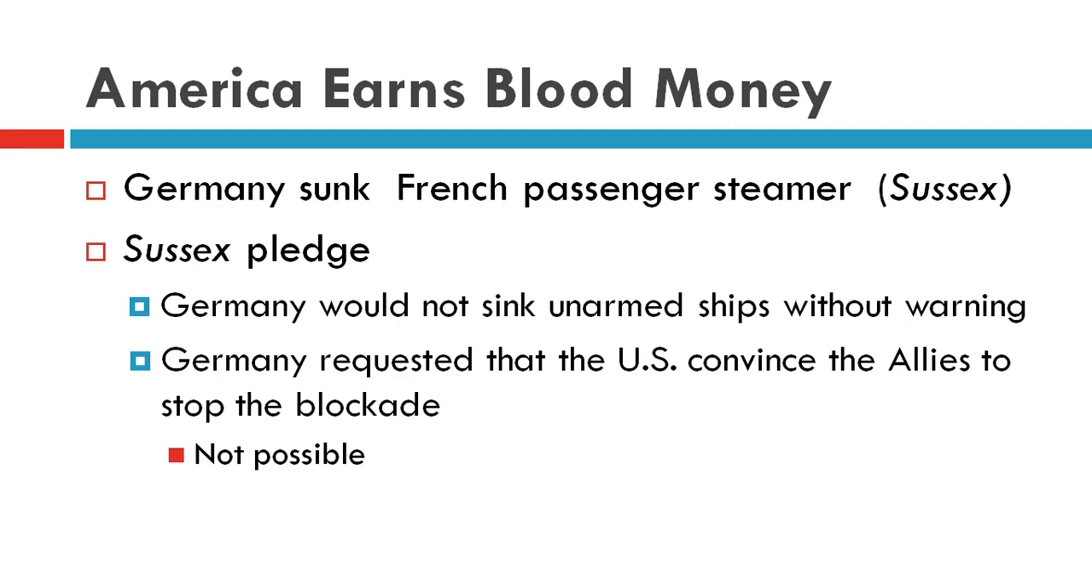Now, Germany agreed. They would not sink unarmed ships without warning, but they attached to that agreement a caveat that the United States would have to convince the Allies to stop the blockade. That's just not possible for Wilson to do.